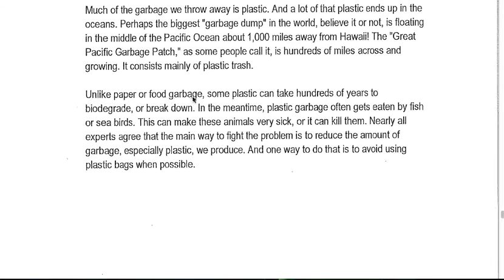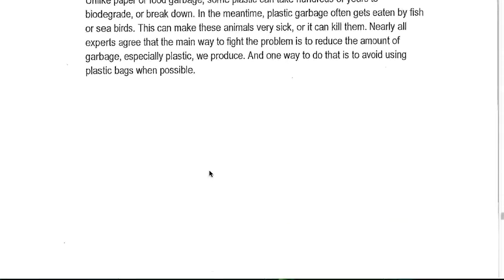Unlike paper or food garbage, some plastic can take hundreds of years to biodegrade or break down. In the meantime, plastic garbage often gets eaten by fish or seabirds. This can make these animals very sick, or it can kill them. Nearly all experts agree that the main way to fight the problem is to reduce the amount of garbage, especially plastic, we produce. And one way to do that is to avoid using plastic bags when possible.